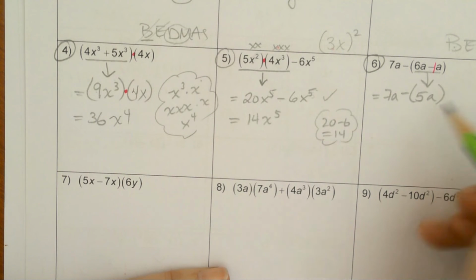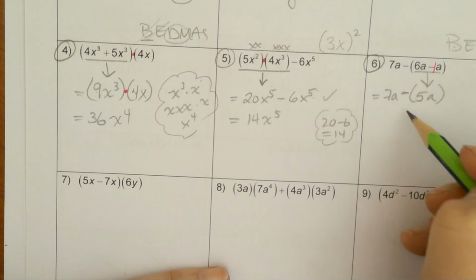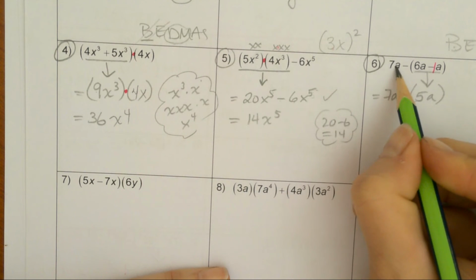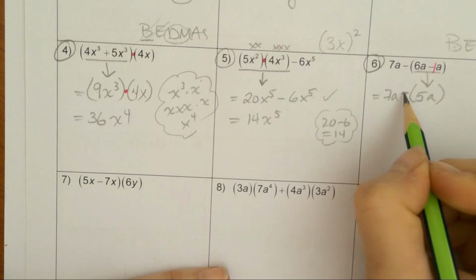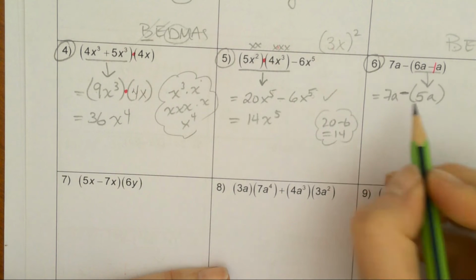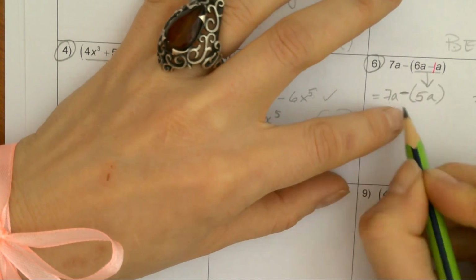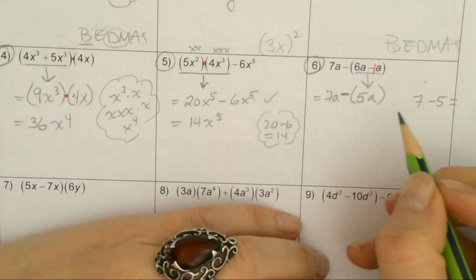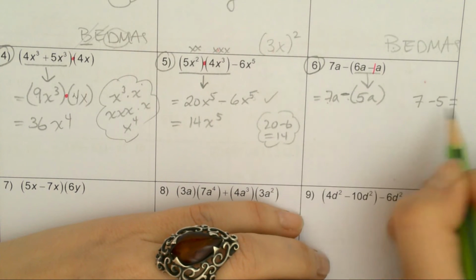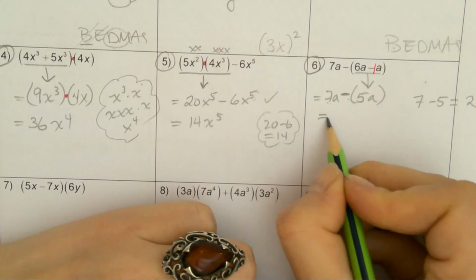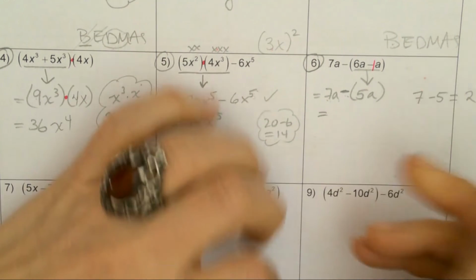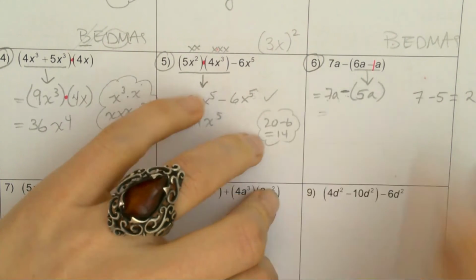Is that multiply or is that subtract? Let's look up. It's 7A subtract this. So this is a subtract. So I have to go 7 subtract 5. 7 subtract 5 is 2. So I have 7 apples subtract 5 apples, so I have 2 apples.